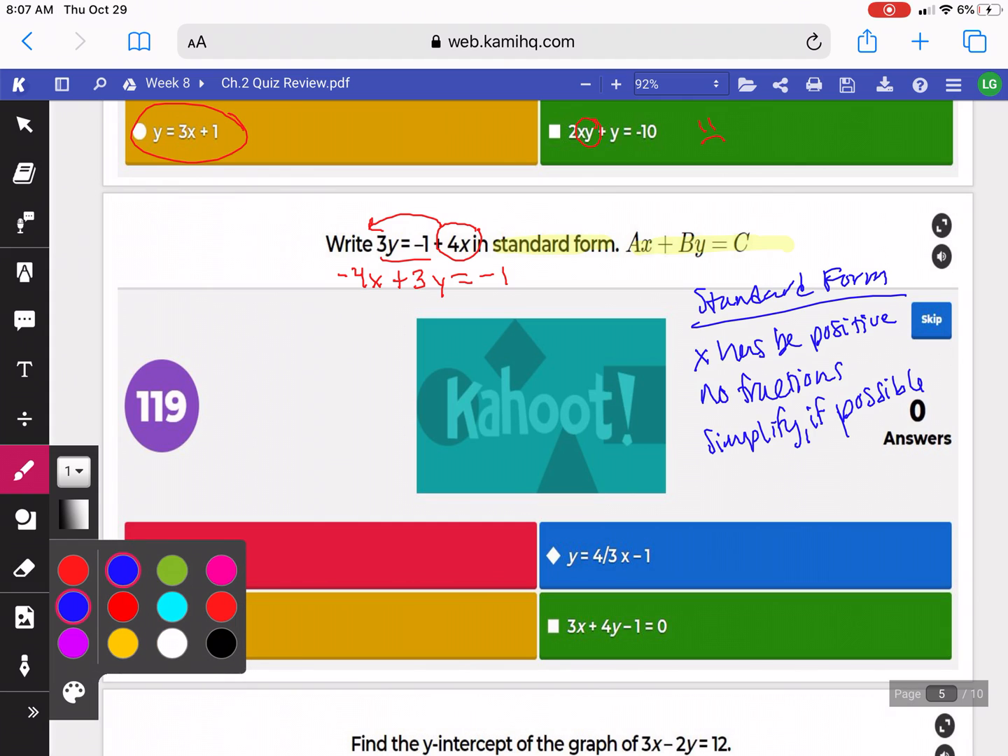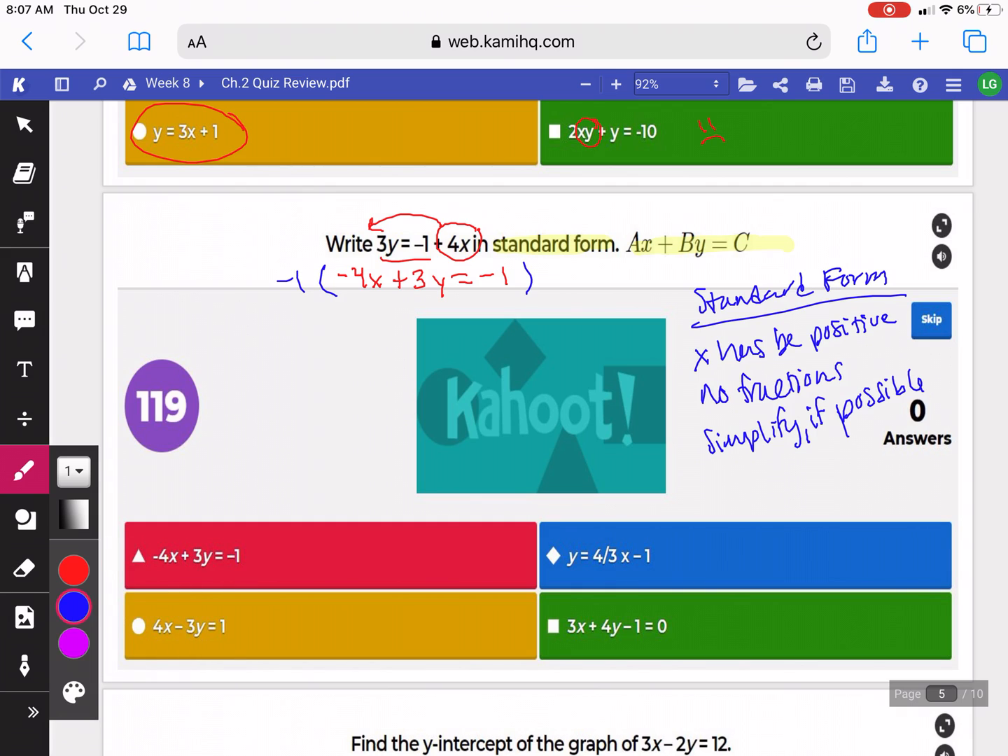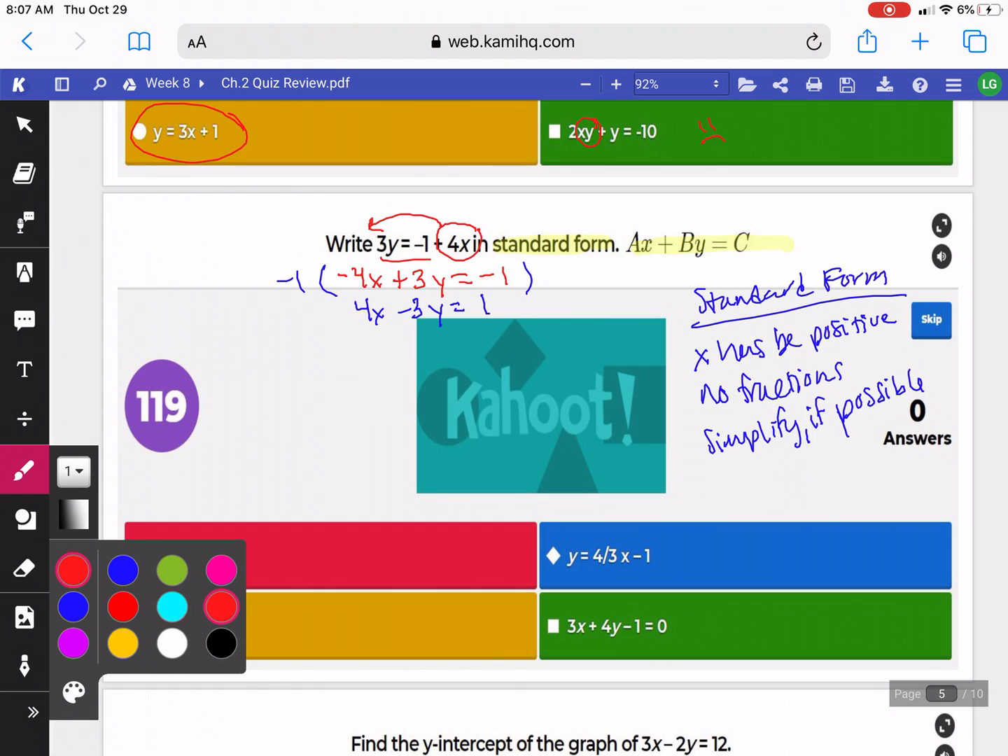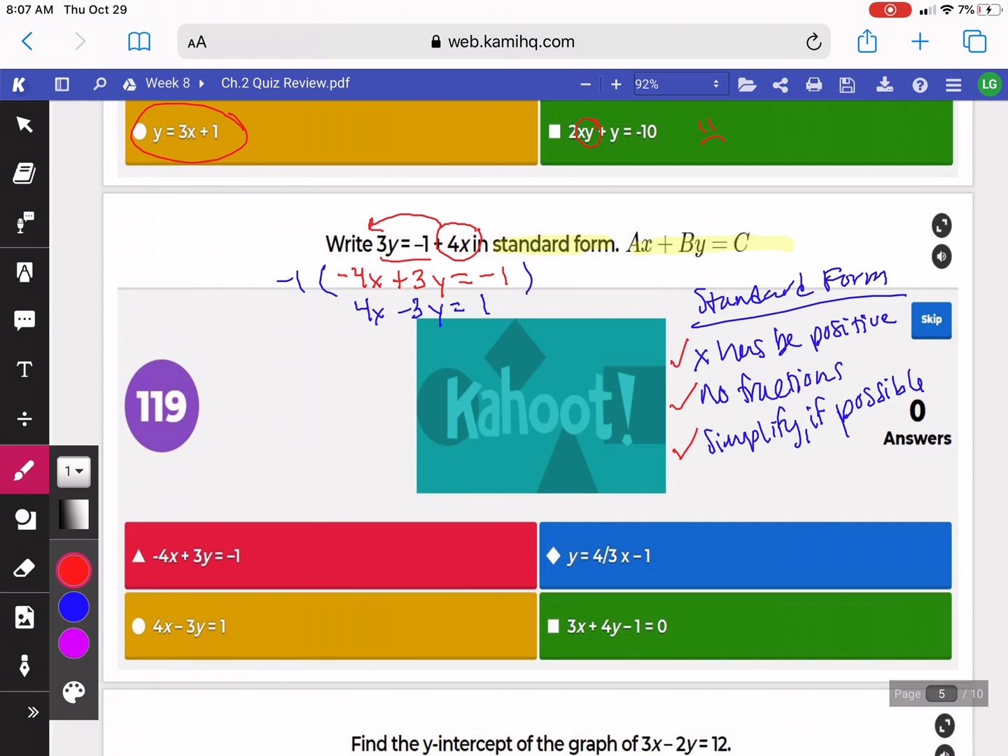So right away I notice my x term is negative. So to undo that, I'm going to multiply everything by -1. And this changes sign. So it becomes positive 4x minus 3y equals positive 1. So now my x term is positive. There's no fractions. Here this one's already simplified because the smallest number there is 1. So I have 4x minus 3y equals 1.